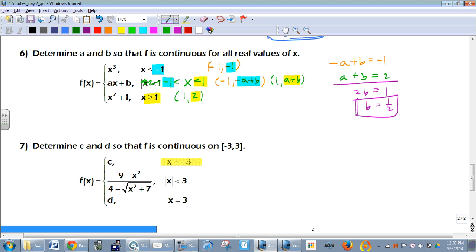And to find out what a is, we can just substitute that back into one of these equations. So a plus 1/2 equals 2. That means a is going to be 1.5 or 3/2. And these two values, if we substitute those in for a and b, is going to make this a continuous function. Any other values for a and b would give us jump discontinuities.